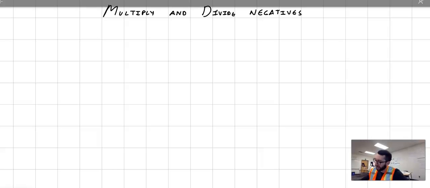And so here's the thing. Multiplying and dividing negatives, they kind of work the same. There's just a few rules to remember, right? So let's do a few examples.